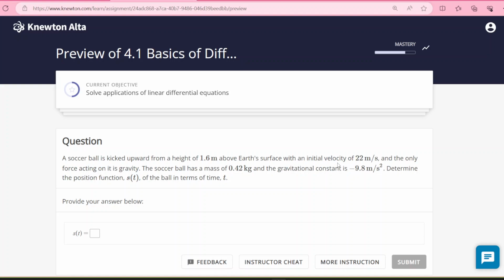with initial velocity of 22 meters per second. So there's our initial velocity. And notice it's positive, right, because it's kicked upward. And the only force acting on it is gravity. Again, don't worry about the mass of the object here. We're going to start off with this gravitational constant, this acceleration function, negative 9.8 meters per second squared. And we're asked to simply determine the position function of the ball, right? How high off the ground is the ball at any given time.